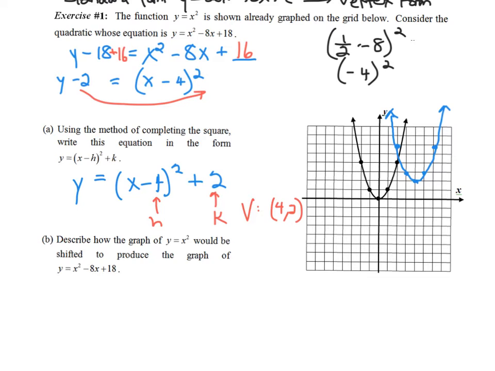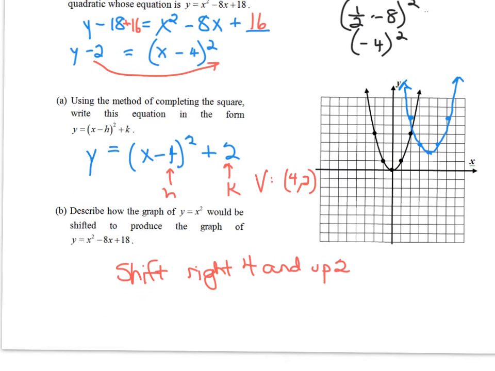So for the description, what did we do to every point? We shifted every single point to the right 4 and up 2. And for part C in your question, just put in there that the vertex is equal to the ordered pair 4, 2.